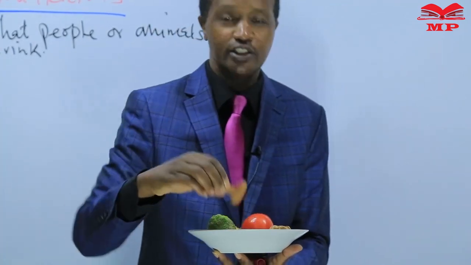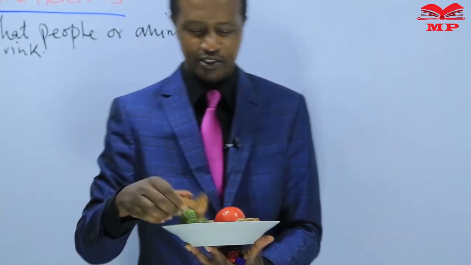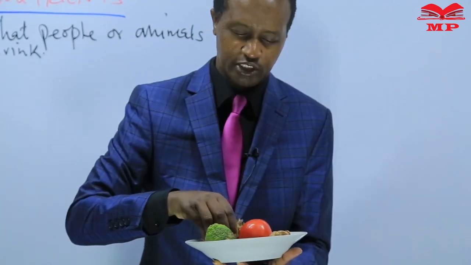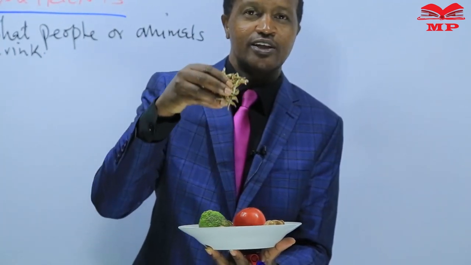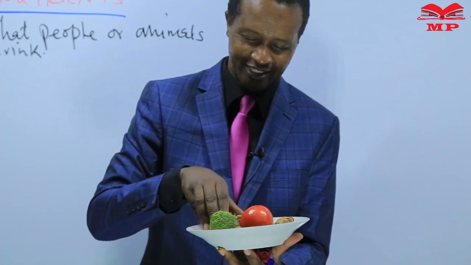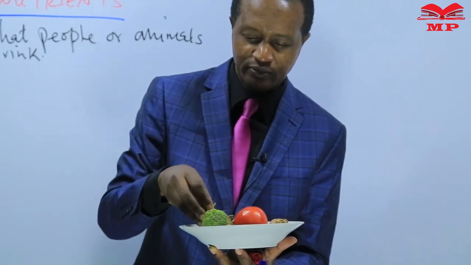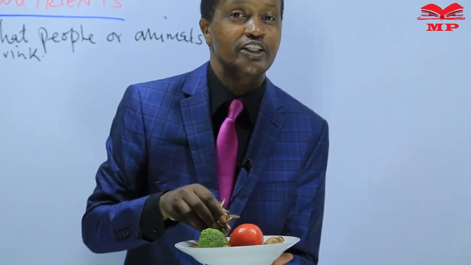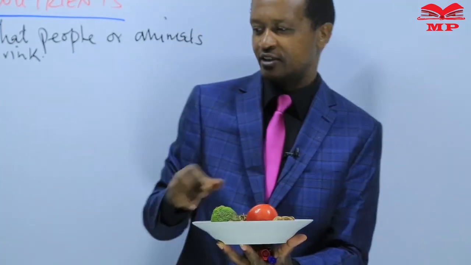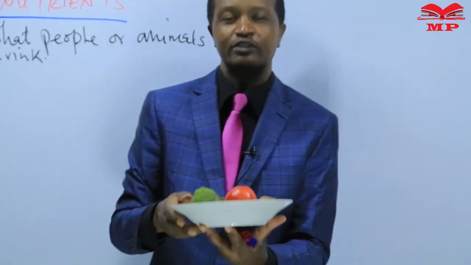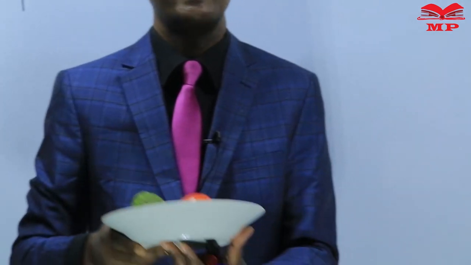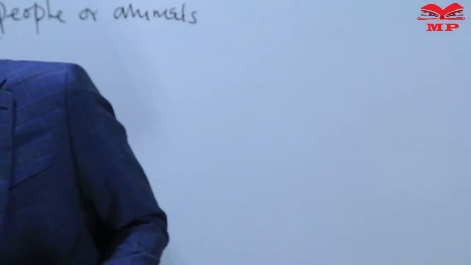I have turmeric. Then I have some fish, small fish. Learners, I have small fish. They are called fish, small fish. Omena fish. This is omena fish. So these are food. This is what people eat. So what people eat or drink is what we are referring to as food.